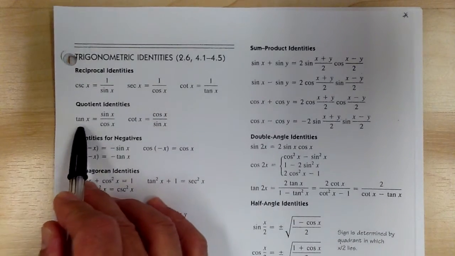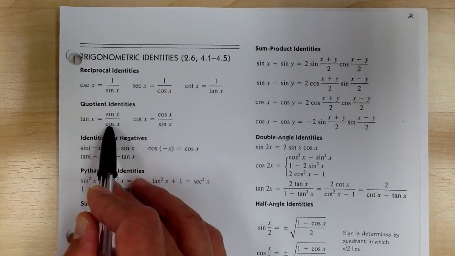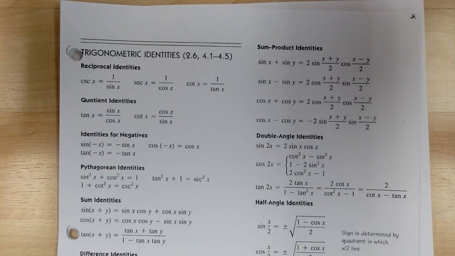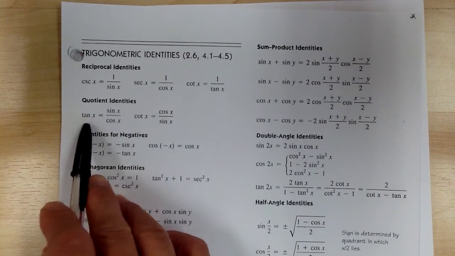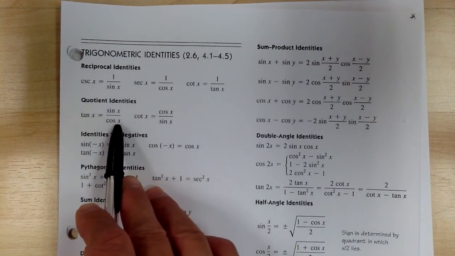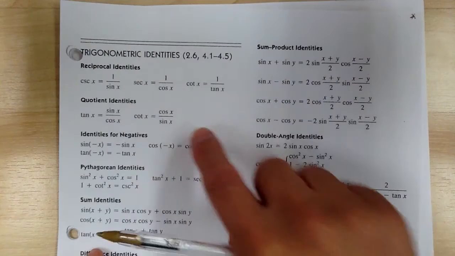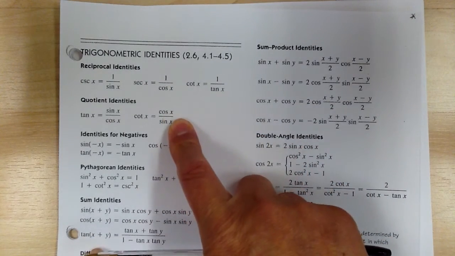Okay, tangent is equal to sine over cosine. Remember, sine is vertical, or the y. Cosine is horizontal, or the x. And so tangent is the slope. So slope is the y over the x, right? And cotangent is just the reciprocal. Just flip this over. Okay.